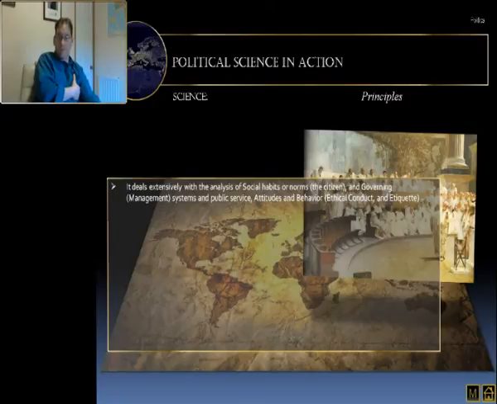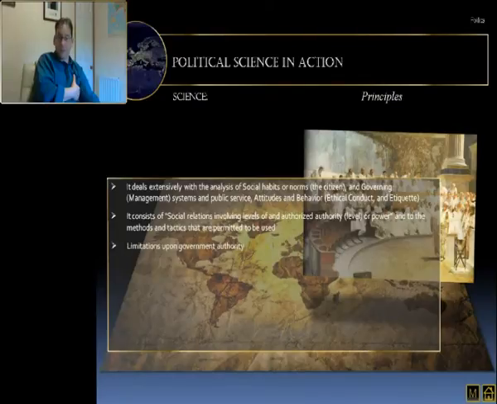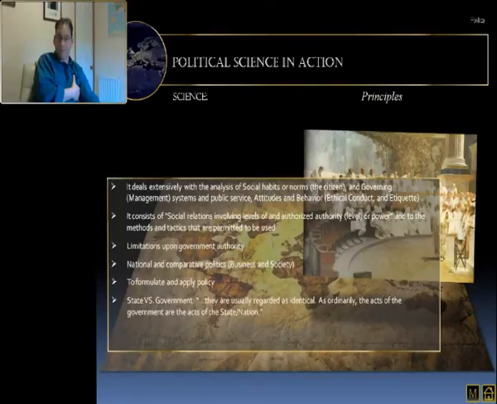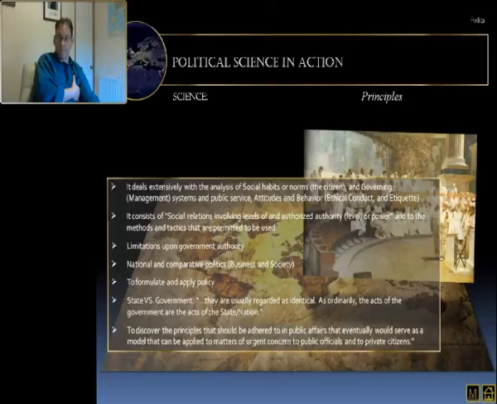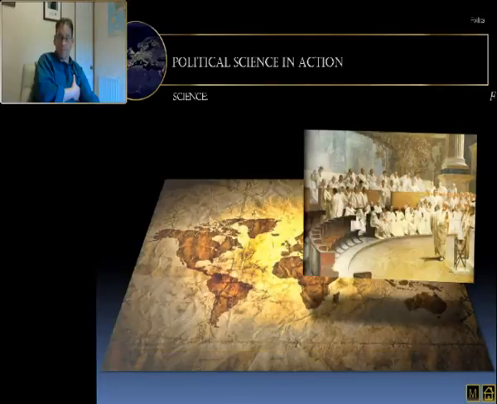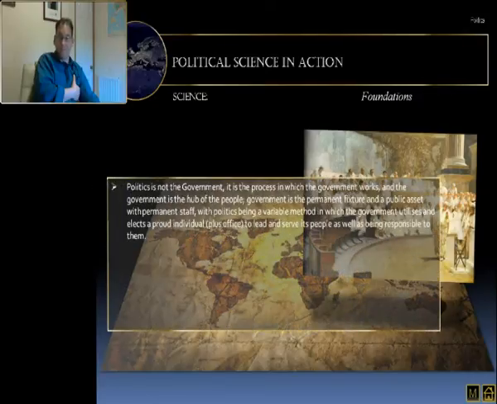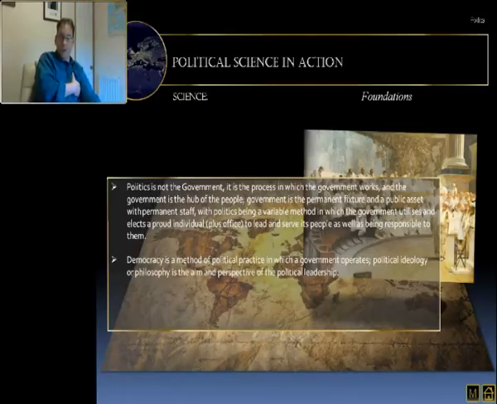Here you go, for examples. There are examples coming through. Democracy is a method of political practice in which a government operates. Political ideology or philosophy is the aim and perspective of the political leadership.